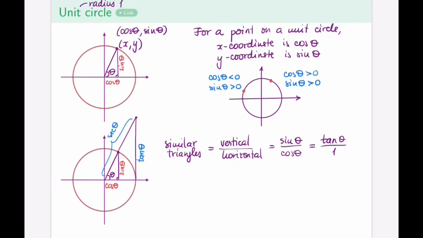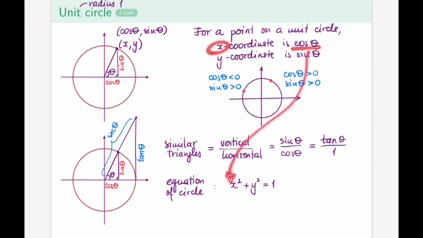The other, among many other things that the unit circle gives us, is of course the equation of the circle itself. So let's recall from pre-calculus. What is the equation of a circle? Well, this circle is centered at 0 with radius 1. So the equation is going to be x squared plus y squared is equal to 1. Now remember that the x-coordinate is cosine, so I can replace the x with a cosine, and the y-coordinate is sine, so I can replace the y-coordinate with sine.